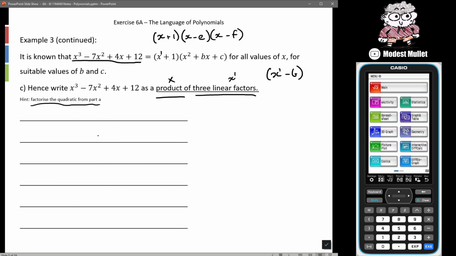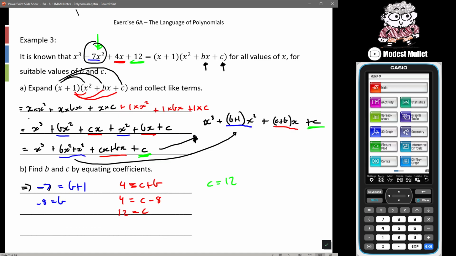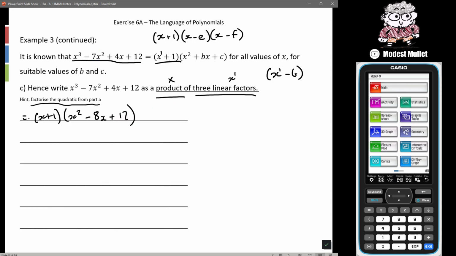So we could write it as x plus 1, which was the original bit we had, and then x squared, b we said was -8, so -8x, and we also figured out c was 12, so plus 12. That's the whole point of doing part A and part B, to expand it, and then figure out what it was by equating coefficients. Now we can write it like this.